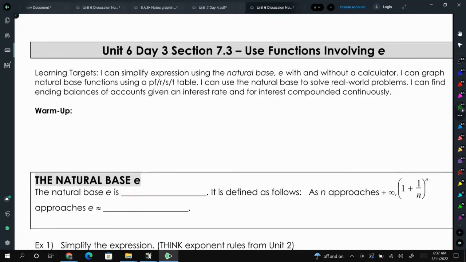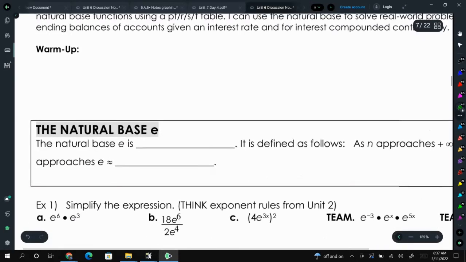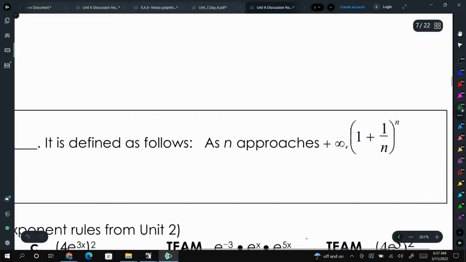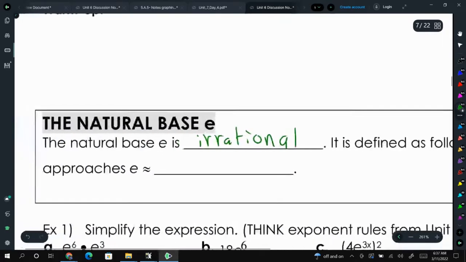Today we're going to be talking about functions involving e. And what e is, it's a number that we use frequently in advanced mathematics. The natural base e is an irrational number, and that means that we can't represent it as a fraction. It is defined by this limit: as n gets closer and closer to infinity, it will approach a certain value, which is about 2.718.